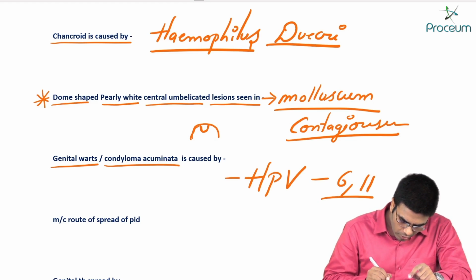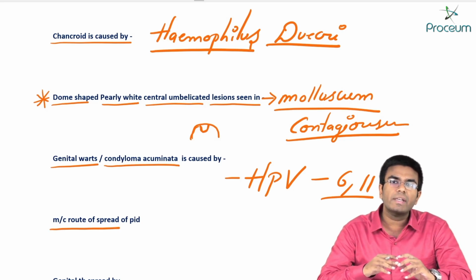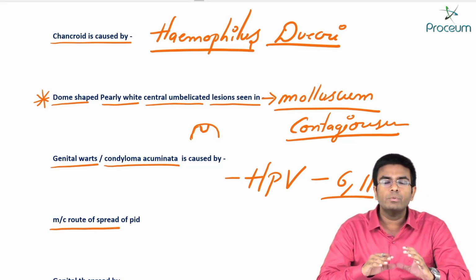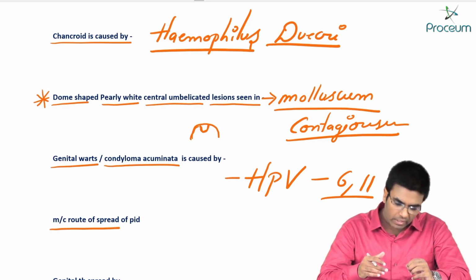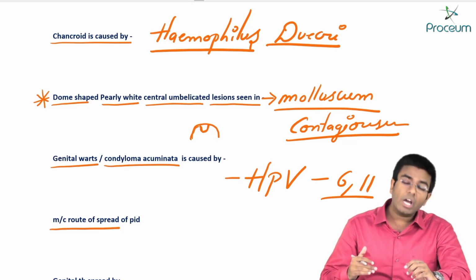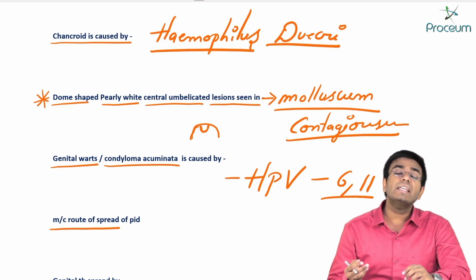Now most common route of spread of pelvic inflammatory disease. What is meant by pelvic inflammatory disease? It is the inflammation of upper reproductive tract organs like uterus, fallopian tubes, ovaries. Now most common cause of pelvic inflammatory disease is chlamydia, we have already seen. But what is the most common route of spread of this pelvic inflammatory disease? That is ascending infection along with the sperms.